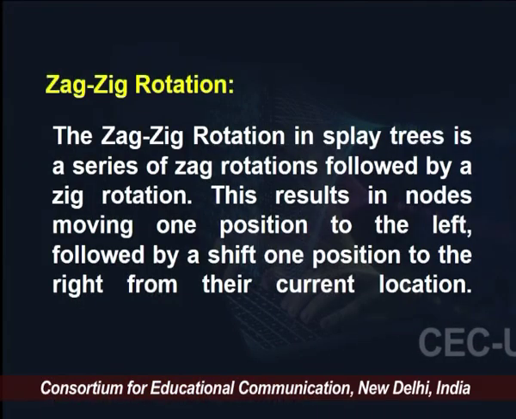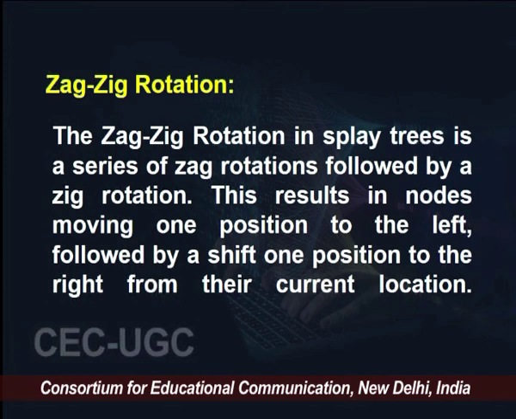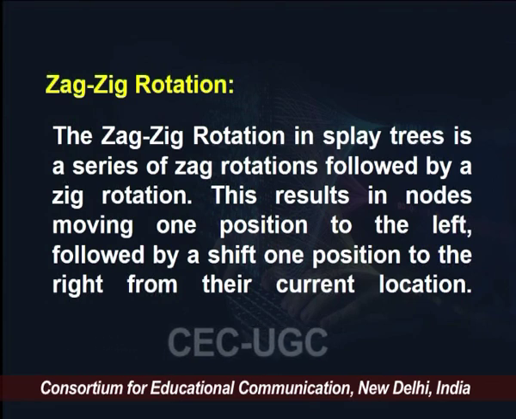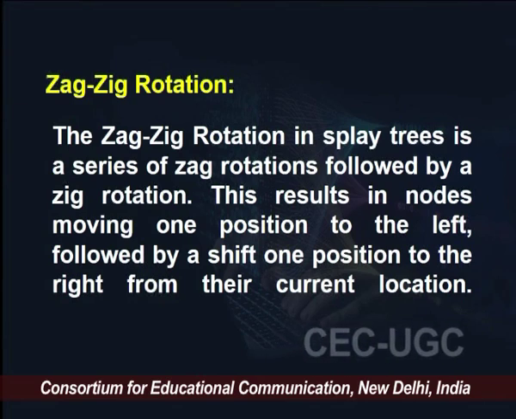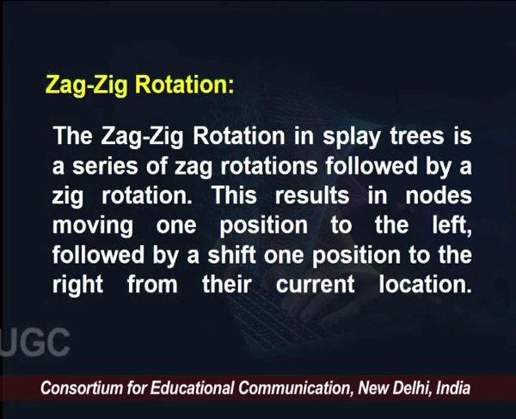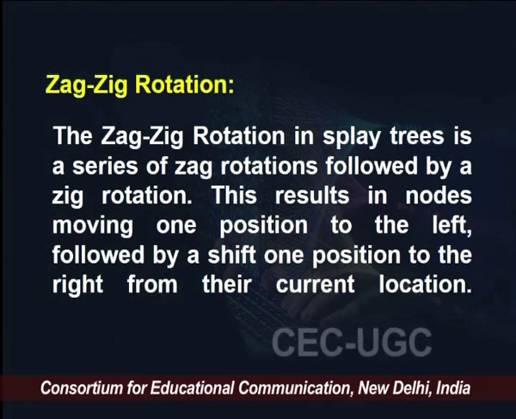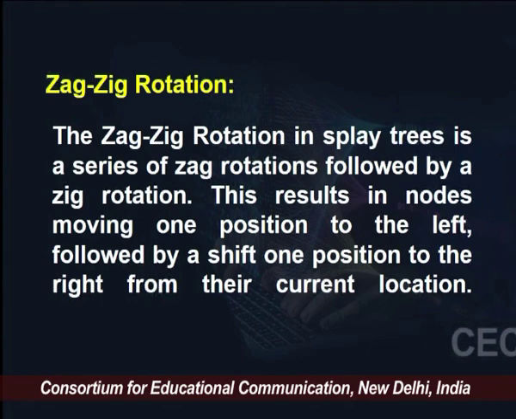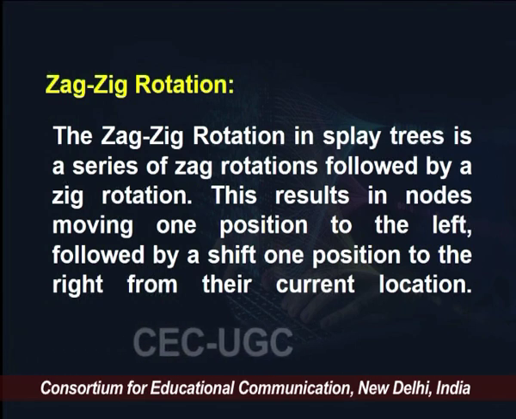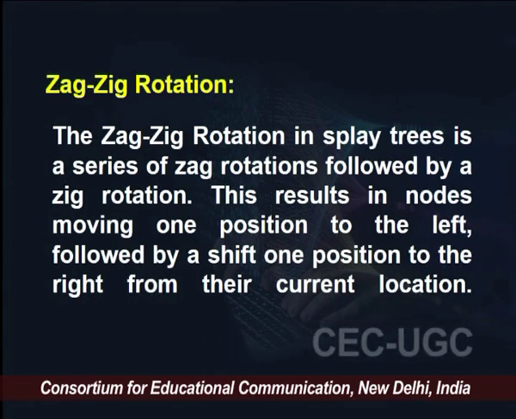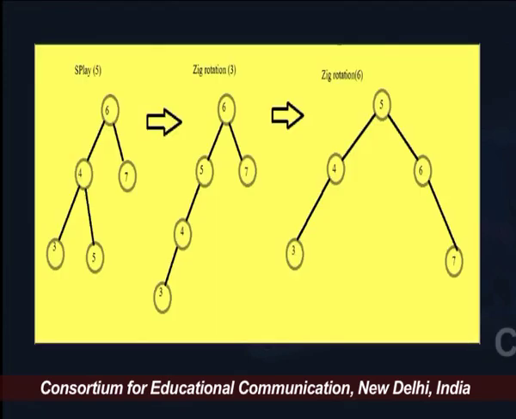Now, here it was a zig rotation followed by a zag rotation. Coming to its reverse order, which is the zag zig rotation. Zag zig rotation in Splay trees is a series of zag rotations followed by a zig rotation, and this results in the nodes moving one position to the left followed by a shift one position to the right from their current location. Now, we will also understand this with the help of an example.